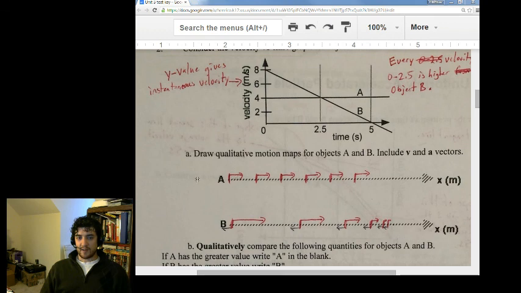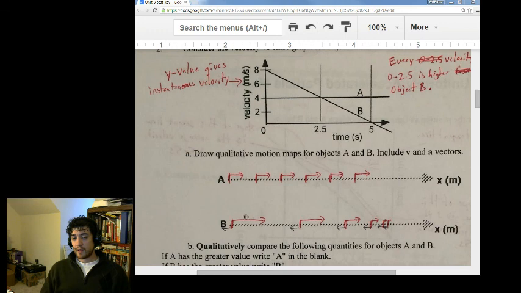All right, so quickly looking at the position time graph or the motion maps. A again has constant velocity, just like in the previous one. Constant velocity means you cover the same distance every time, so the spacing between the dots doesn't change. Arrows represent the velocity. The velocity is a constant positive 4. If all the arrows point in the positive direction, they're all the same length.